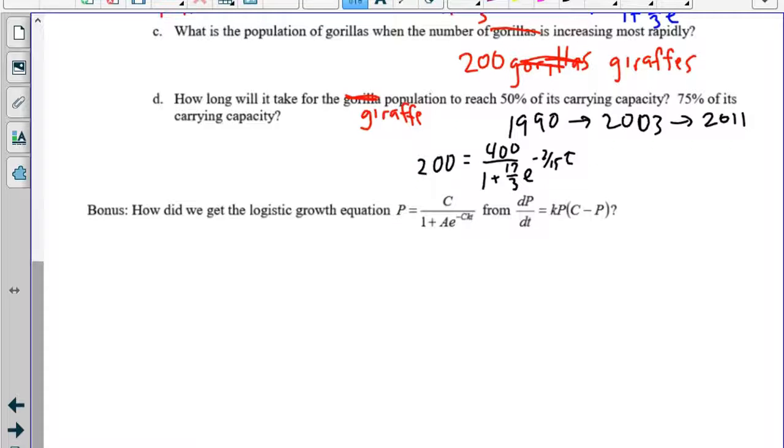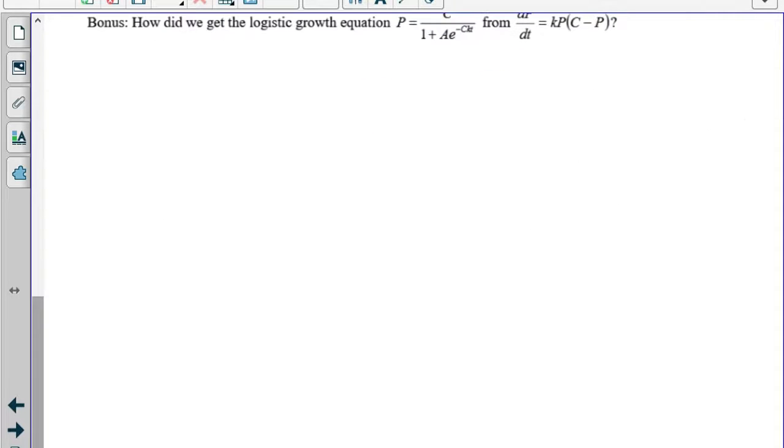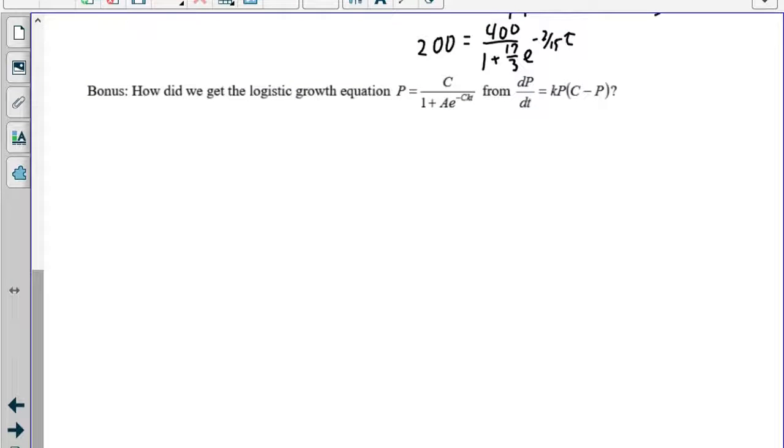Bonus: how did we get the logistic growth equation from dP/dt? In order to get that, I'm going to show you a little bit of something that you learned in honors pre-calculus. It is called partial fraction decomposition.